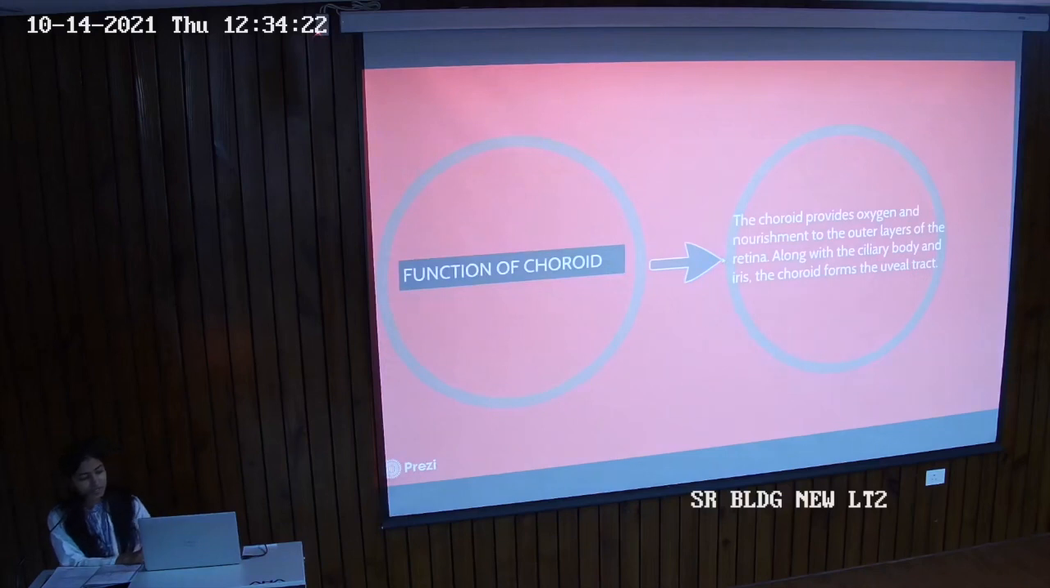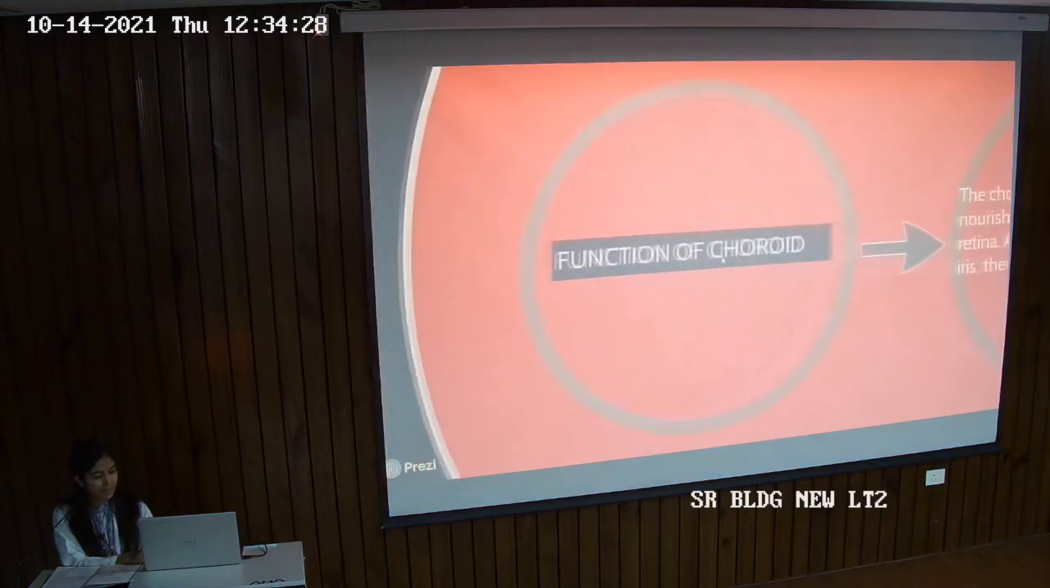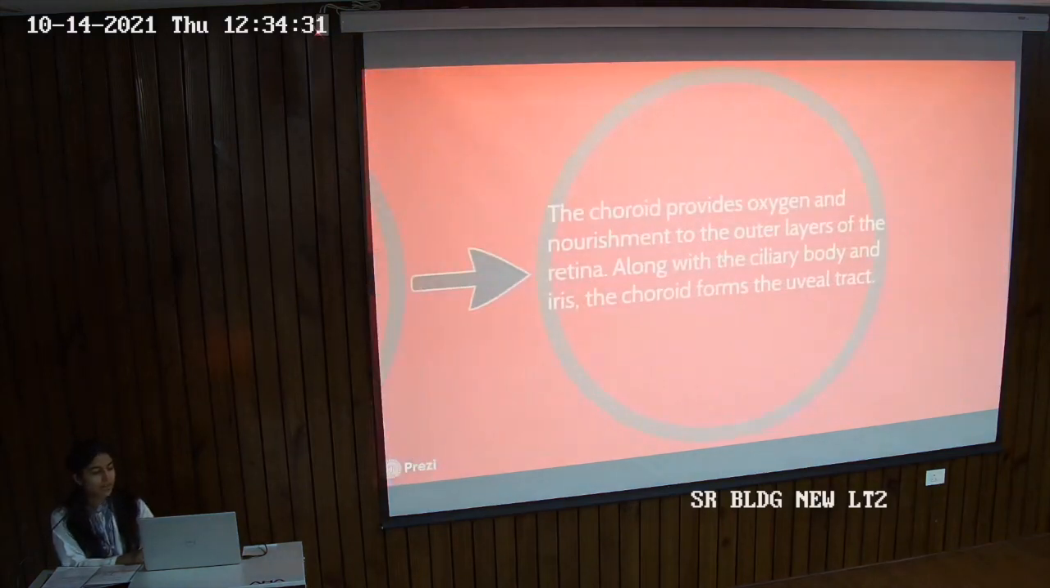What is the function of choroid? As it is a vascular layer, it provides oxygen and nourishment to the outer layers of the retina along with the ciliary body and iris, and it forms the uveal tract.